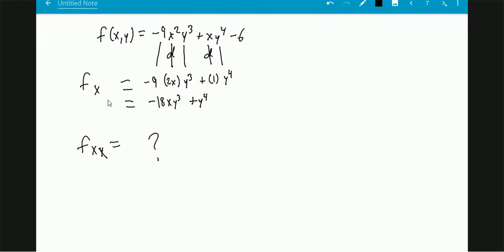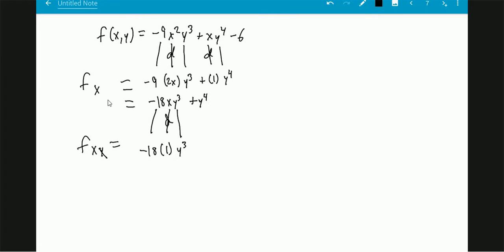Okay, so that's f sub x. The question asks for f sub double x. So now we need to take that and do the derivative with respect to x again. Okay, so negative 18 comes down, x comes down, y cubed comes down. I'm drawing lines under them. The only thing I'm doing the derivative of is x. So I got negative 18, the derivative of x is 1, and I've got y cubed.